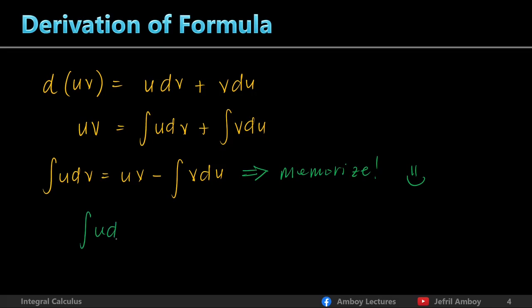The integral of u dv is equal to uv minus the integral of v times du. Once again, isulat ulit natin. The integral of u dv is equal to uv minus the integral of v du. Okay? So, kinakailangan, again, ma-memorize mo siya. Now, mag-solve tayo ng example problems para ma-demonstrate natin kung paano gamitin ang formula na ito.